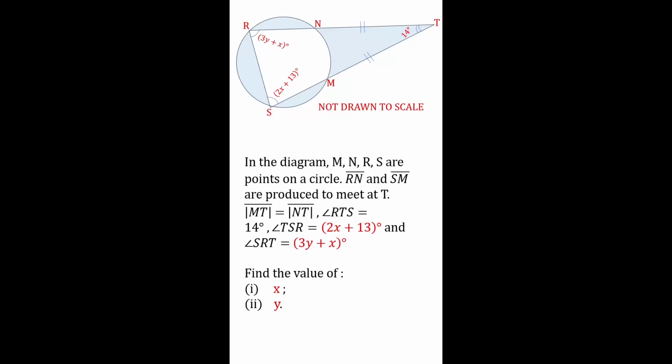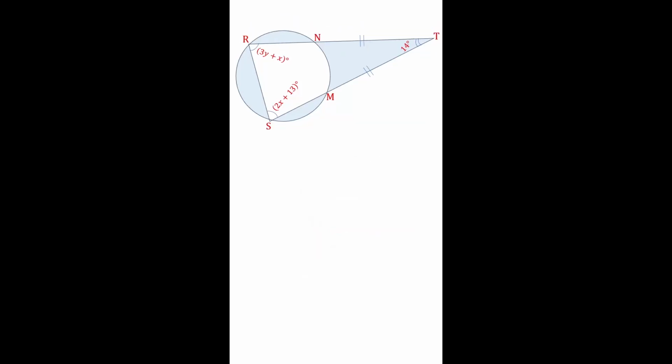Now, the first thing we have to do is a little construction. We're going to join N to M. So when we do this construction, we get two shapes. We get an isosceles triangle outside the circle, and inside the circle we have a cyclic quadrilateral. Now, why is it isosceles? Remember, they said NT and MT are the same, and an isosceles triangle has two equal sides. So what does that mean? It means we can use the properties of these shapes to solve this question.